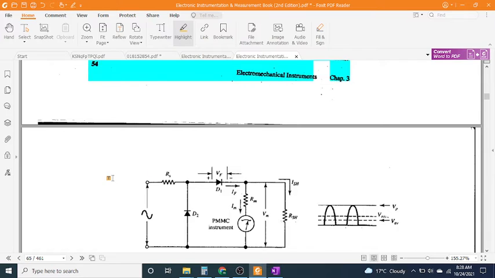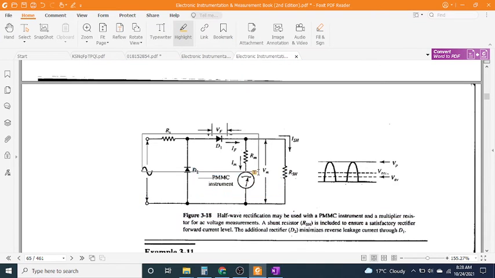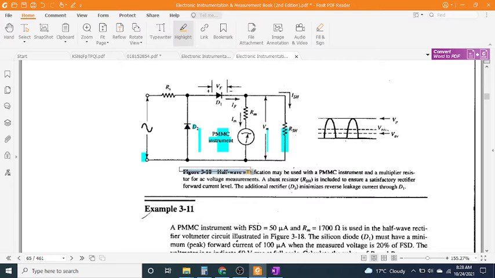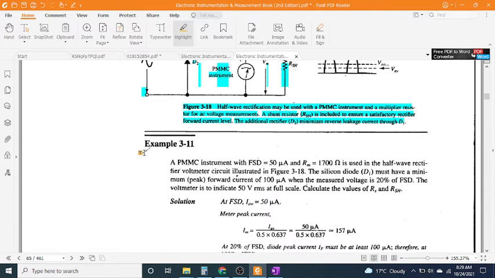Electromechanical Instruments, Chapter 3. Figure 3-18: half-wave rectification may be used with a PMMC instrument and a multiplier resistor for AC voltage measurements. A shunt resistor, R sh, is included to ensure a satisfactory rectifier forward current level. The additional rectifier, D2, minimizes reverse leakage current through D1.